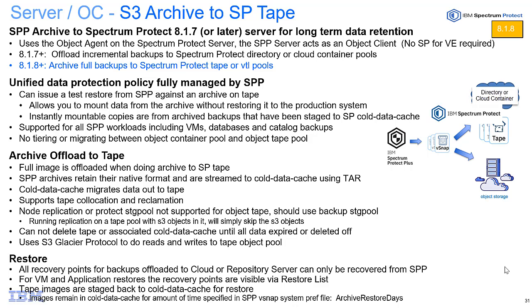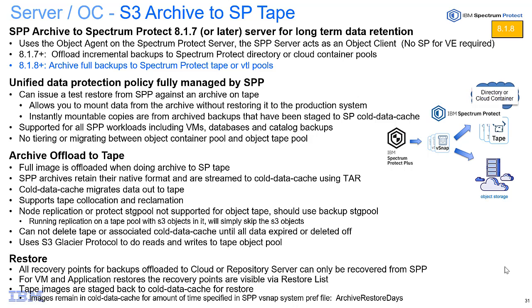When we're doing all of these writes from the object client, Spectrum Protect Plus, to the object agent, Spectrum Protect, we are using the S3 Glacier protocol. However, right now that's being limited to just Spectrum Protect Plus and Spectrum Protect. Other products that utilize S3 currently cannot write to Spectrum Protect using that protocol.